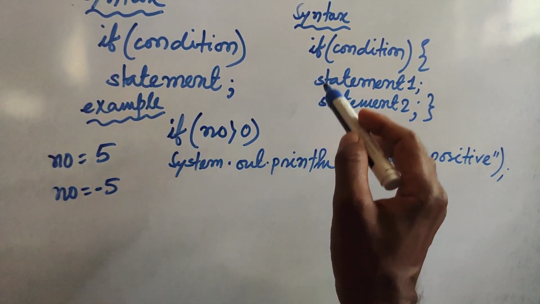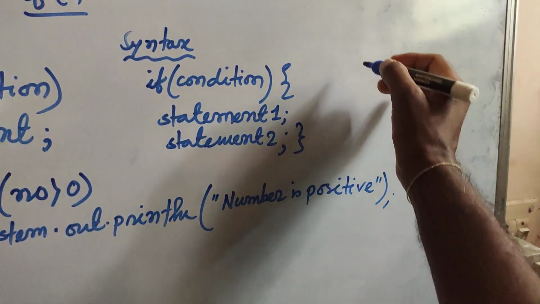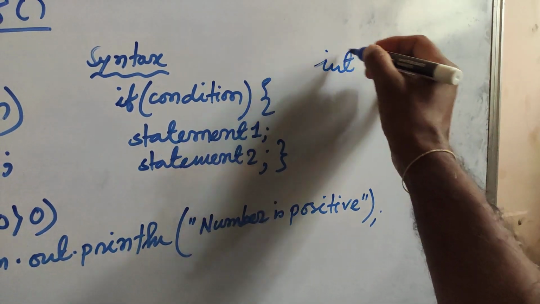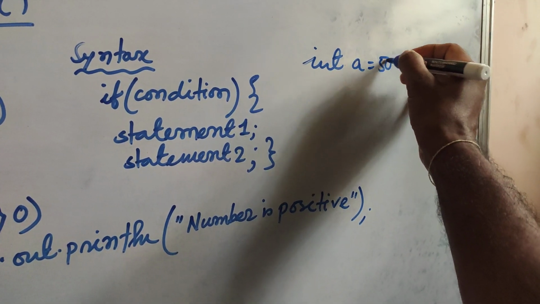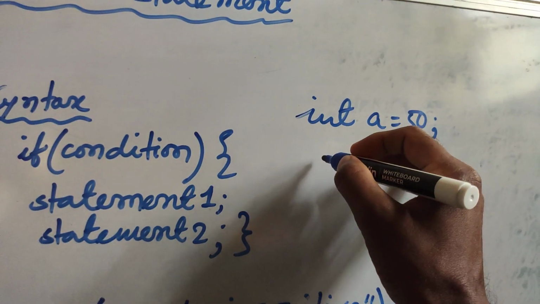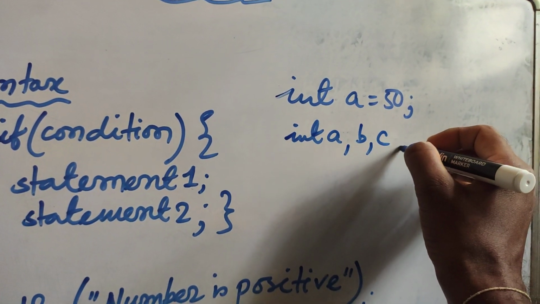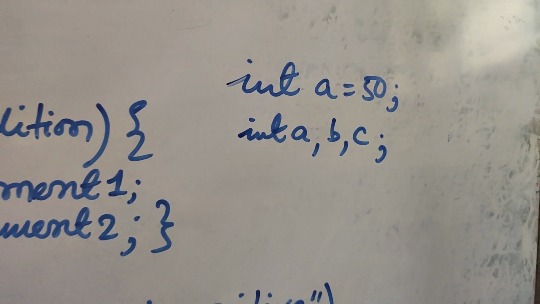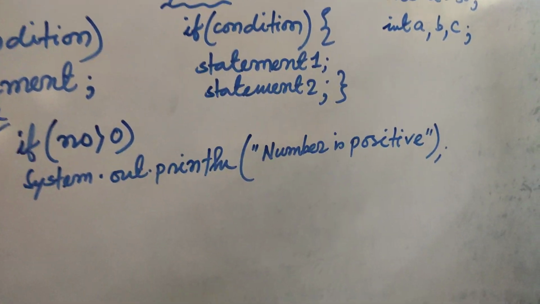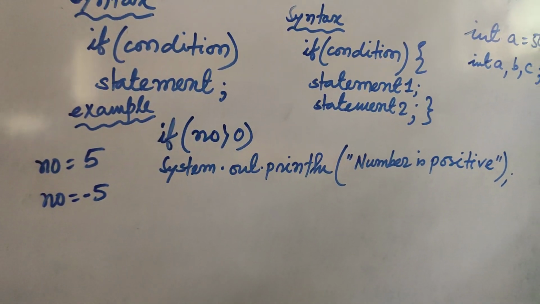Statement means, in Java language, it is identified with a semicolon. See, this is one statement in Java language. a equal to 50, this is identified with a semicolon. Same data type, suppose int a, b, c, last semicolon, this is a statement. Statements are always identified with a semicolon in Java language.